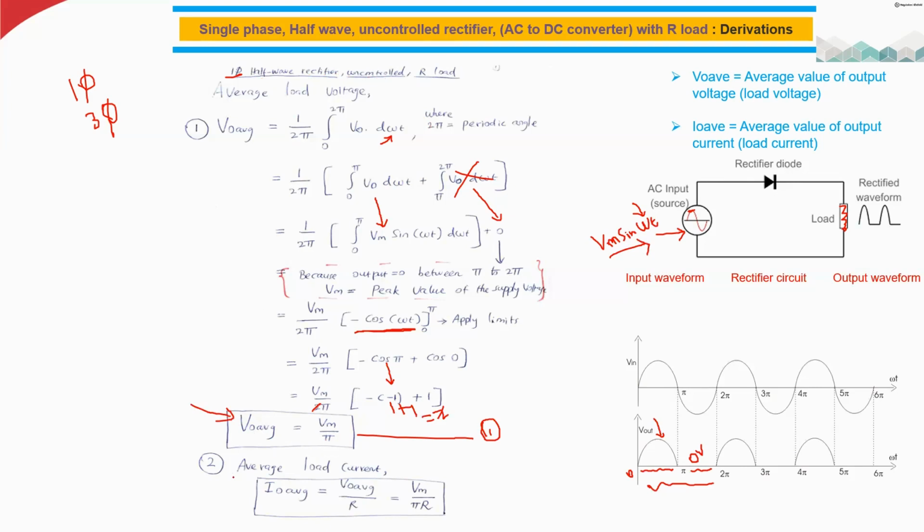And what is the average value of the output current, the load current? This is the output voltage we found just before, Vo. So what is the output current, Io? The average value of the output current is equal to Vo average divided by R. This is also the standard formula. So we know Vo average; we found here Vm divided by pi. So Vm divided by pi times R. This is the formula for Io average.